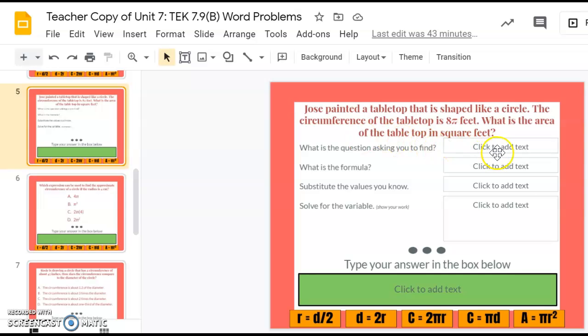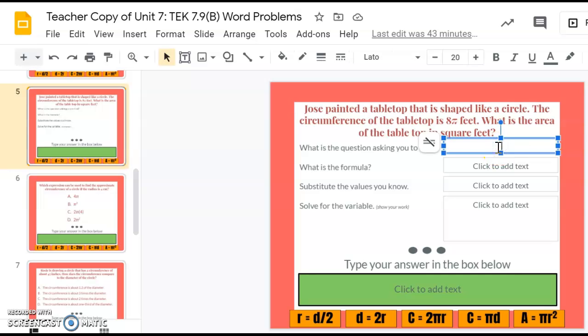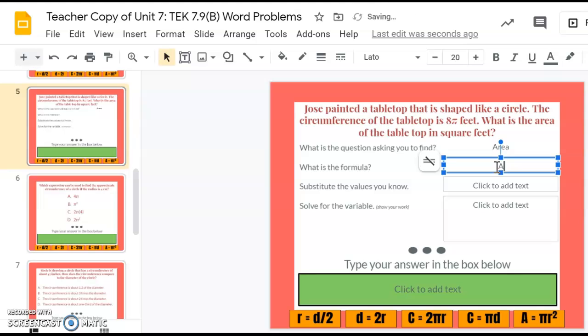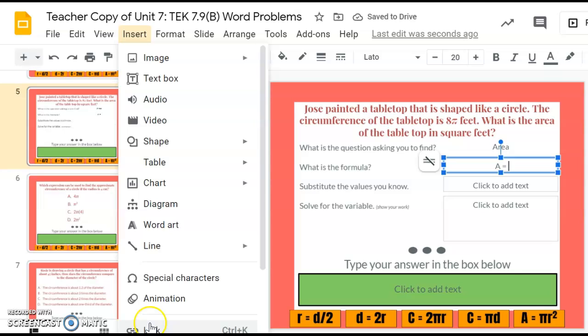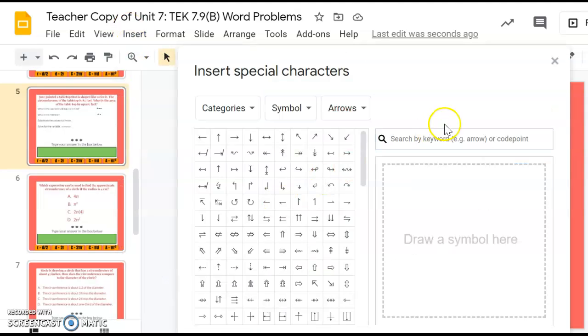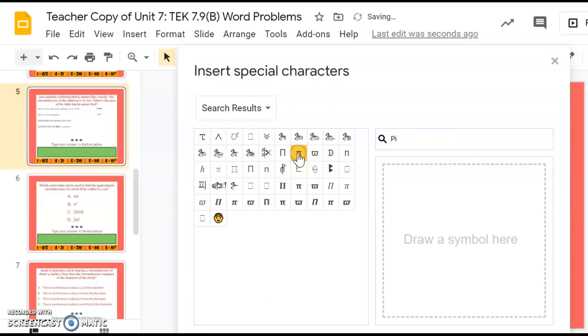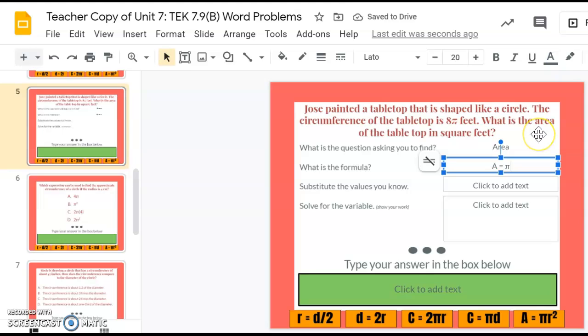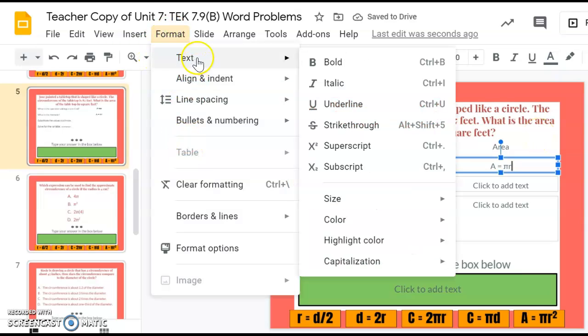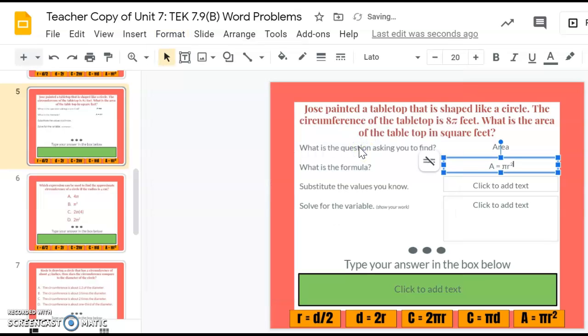All right, so what is it asking us for? Let's just walk through our steps. It's asking for the area. What's the formula for area? Area equals, or A equals, go up to insert, go down to special characters, and type in pi. Go ahead and click the symbol. So pi r, we need to do our squared, our little 2, format, text, superscript 2.